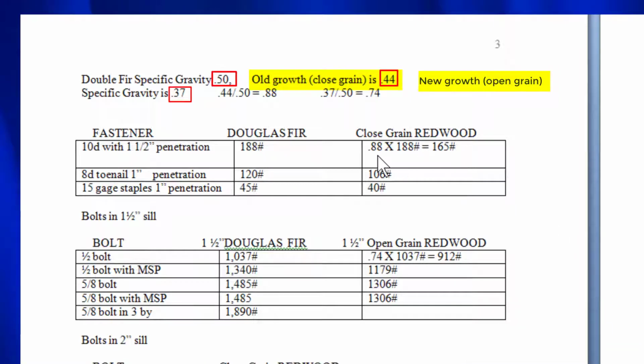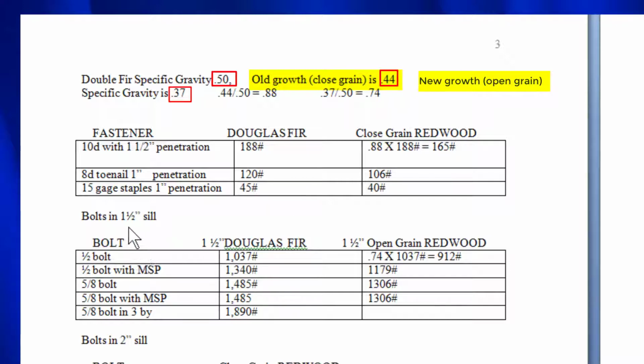The same thing if we have a toenail, where it's rated 120. If we multiply it times 0.88, we end up with 106. So this actually has a pretty big impact on bolt capacities. So we're going to take a look at that right now.